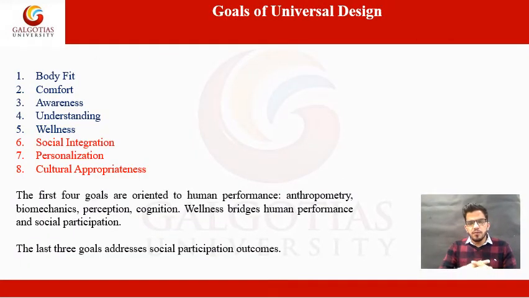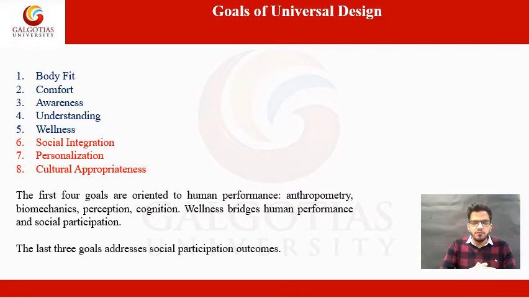Now, if we talk about the goals adopted for the universal design concept, these eight goals are divided into two categories. The first category has five goals based on parameters of human performance: anthropometry, biomechanics, perception, cognition, etc. And the last three goals are in the context of human or social participation outcomes, like how socially interactive a particular space is, or how it is used for social participation.